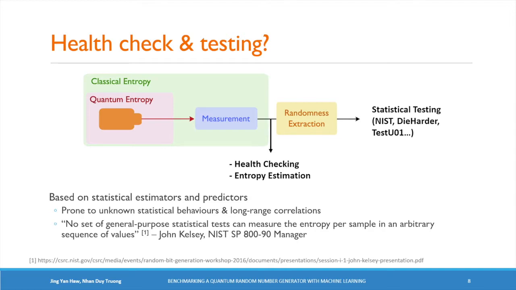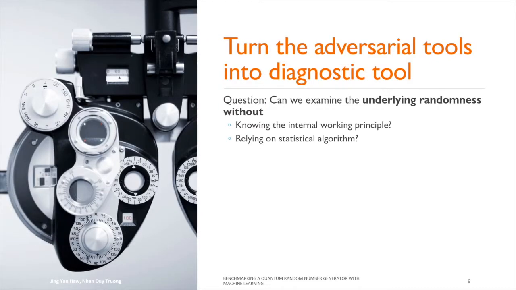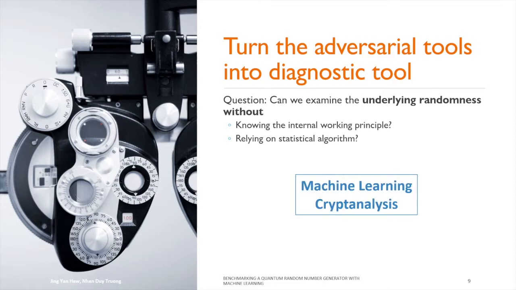And as the NIST SP 800-90B manager once said, "No set of general-purpose statistical tests can measure the entropy per sample in an arbitrary sequence of values." So this begs the question: can we examine the underlying randomness, first, without knowing the internal working principle, and second, without relying on statistical algorithms? Here, we would like to propose that we can actually turn an adversarial tool into a diagnostic tool, that is, with machine learning cryptanalysis.